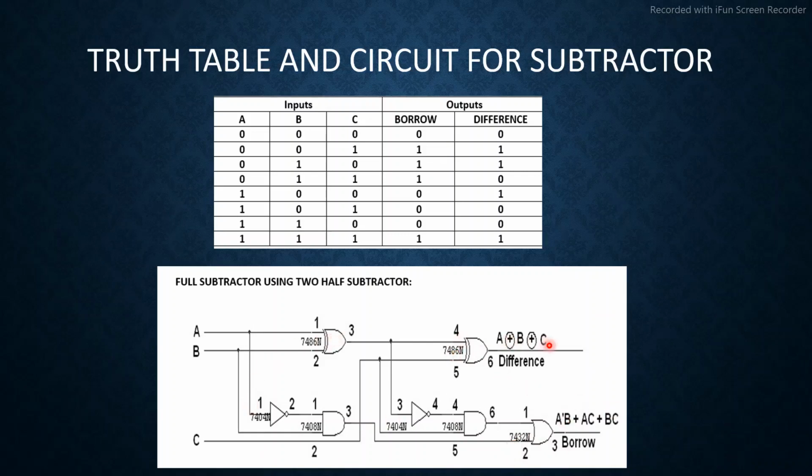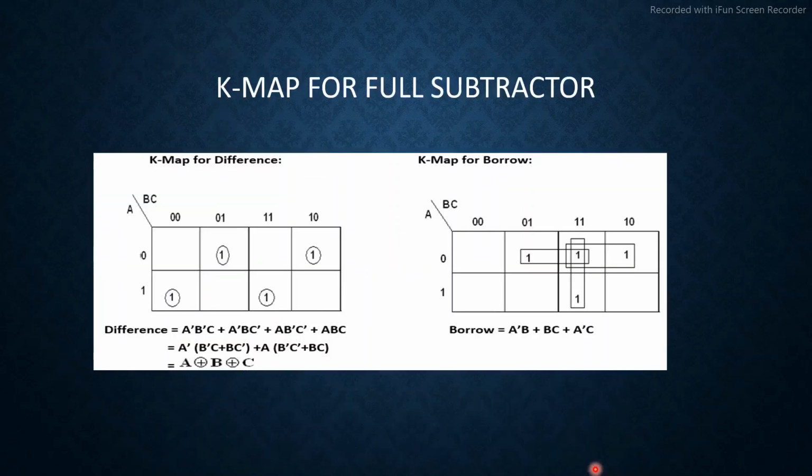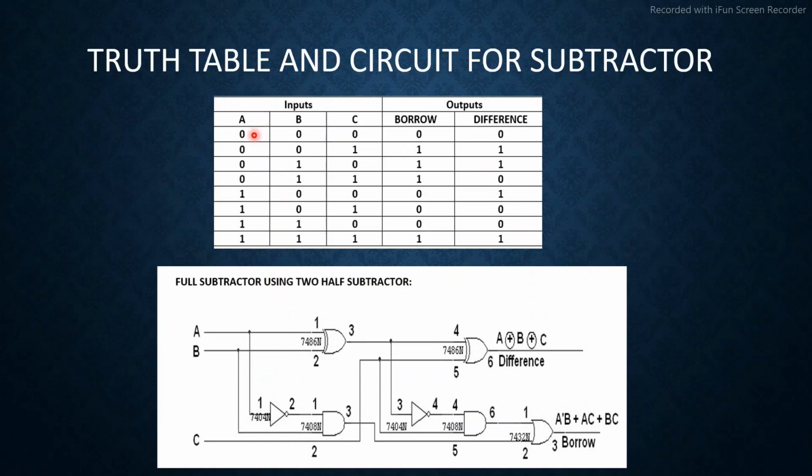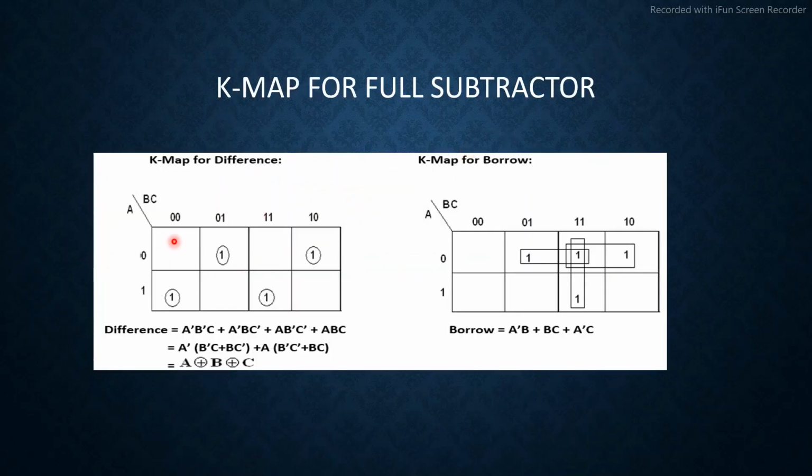This is the expression for difference and this is the expression for borrow. We have used three inputs here and we have got two outputs. A, B and C are the inputs and difference and borrow are the outputs. K-map for full subtractor. This is the K-map used for full subtractor, from which we are deriving the expression for difference and borrow respectively. As we saw earlier, by giving 0 at A, 0 at B and 0 at C, we get 0 for borrow and 0 for difference as shown here.